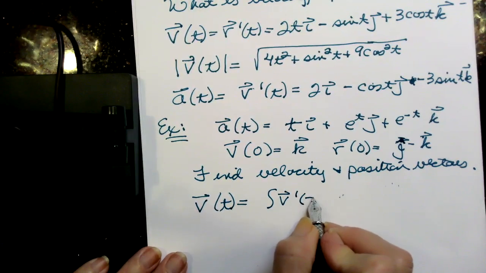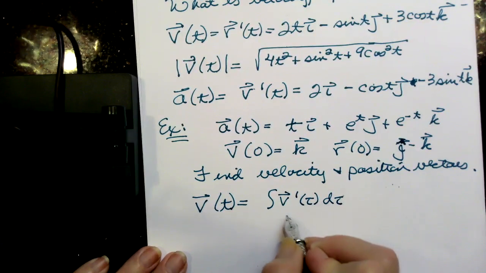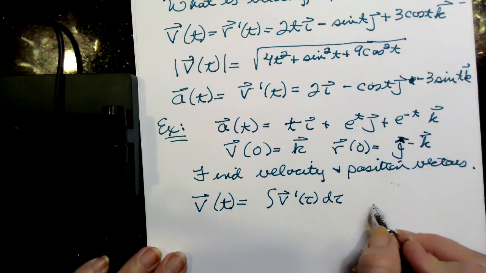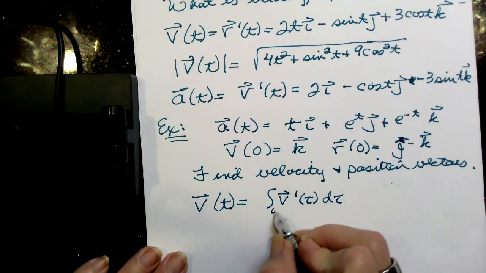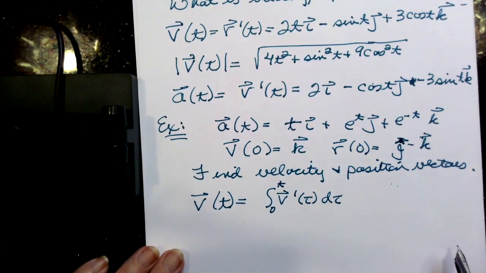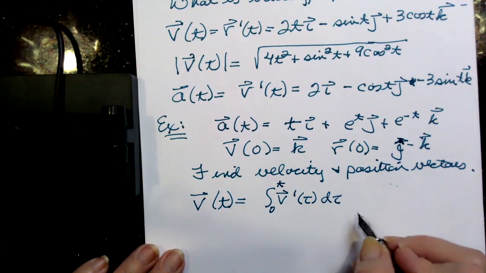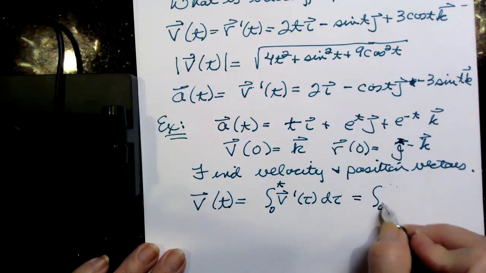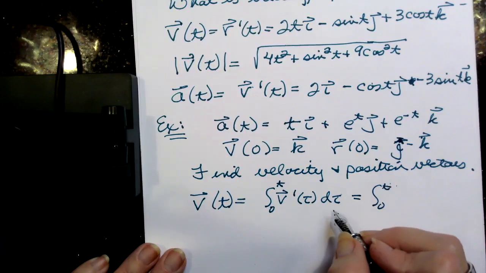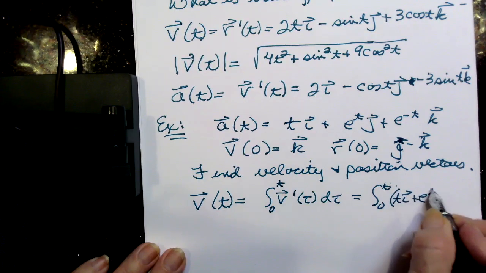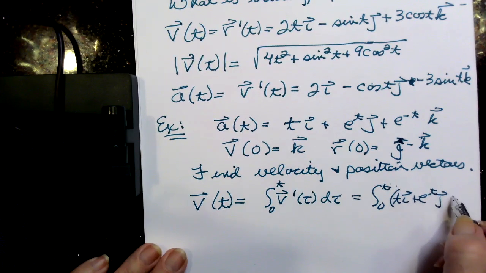Let me call it v prime of tau, d tau. And I'm going to integrate, well, let me do it that way. And then I get a plus c. If I do it from 0 to t, then this will be exact. Okay. All right. So let's see what happens. So the derivative, though, I'm integrating, the derivative is the acceleration. So this is t times i plus e to the t j plus e to the minus t k.